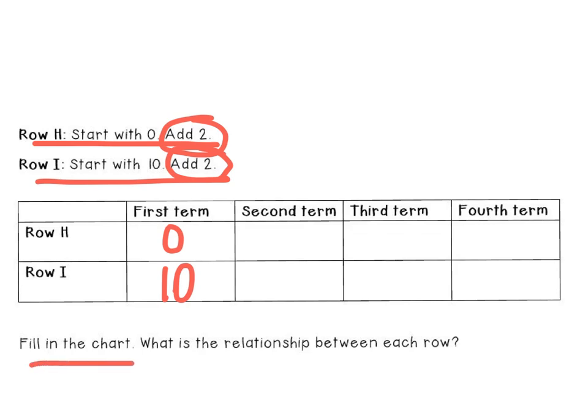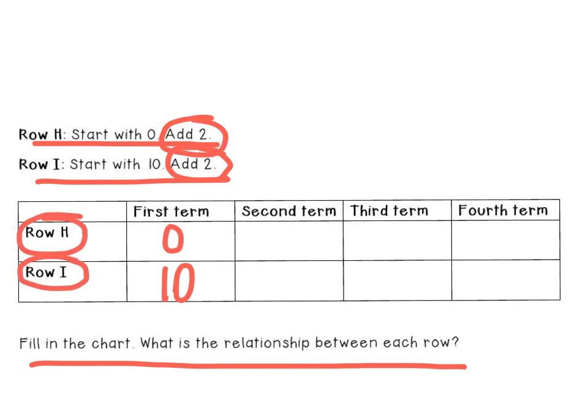Then, after you fill in the chart, you need to tell me what is the relationship between the 2 rows. So remember, a relationship uses the name of each row, row H and row I, and it tells me how one compares to the other. So maybe it is row H is always 4 times bigger than row I. Or maybe it's an adding and subtracting type relationship where row I is always 2 more than row H. Something like that. I'm looking for something along those lines.